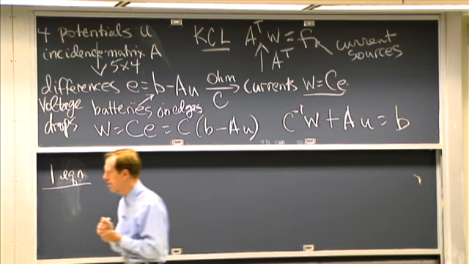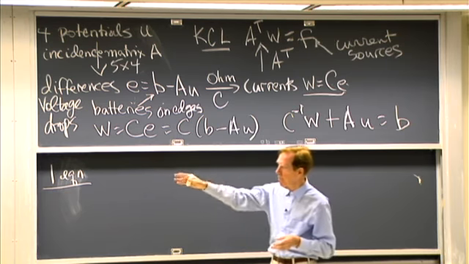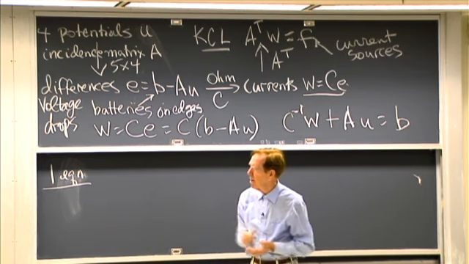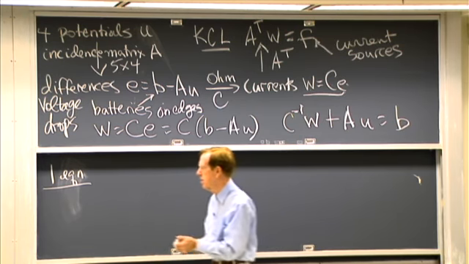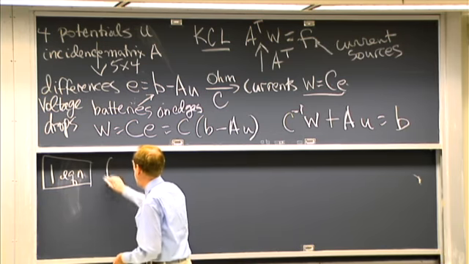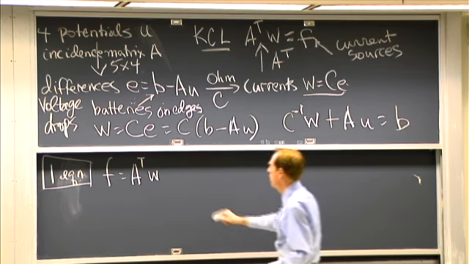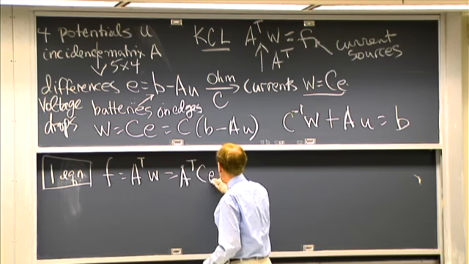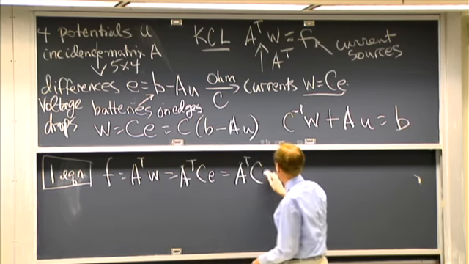Somebody at Berkeley had the sense to see, hey, we've got giant circuits now. Modern circuits have thousands of elements. And you can't do it by eye the way we can do this one by eye. You've got to organize it and write a code, and SPICE is the start. So one way to do it is to end up with one equation. That was F equals A transpose W. I'm just assembling the whole loop, but W is CE. So that's A transpose CE, but E is B minus AU.